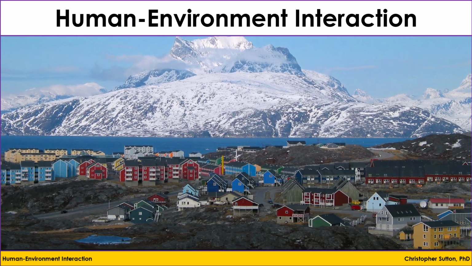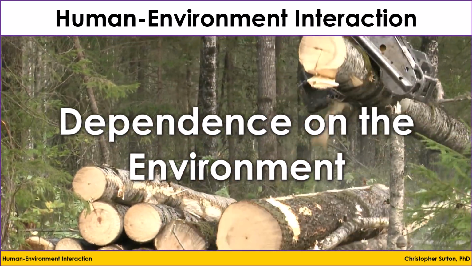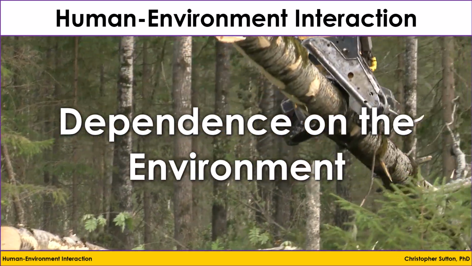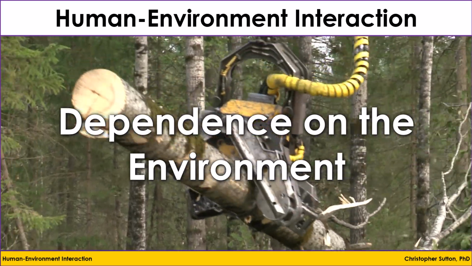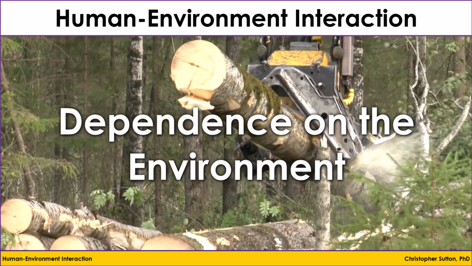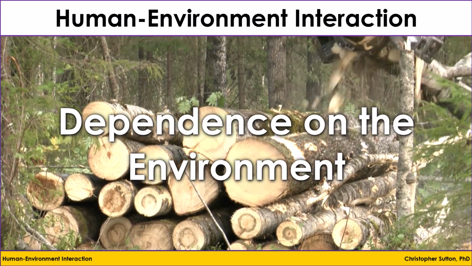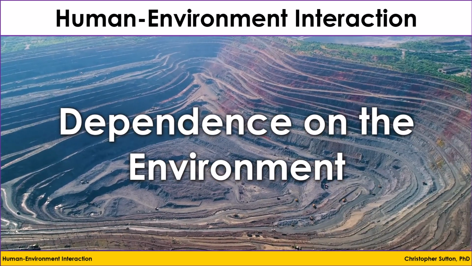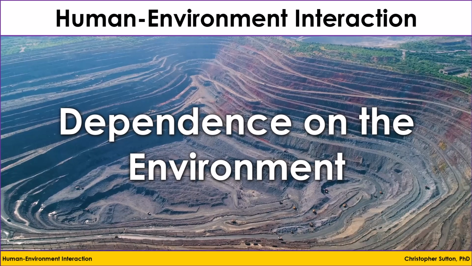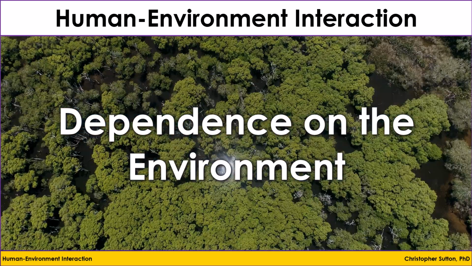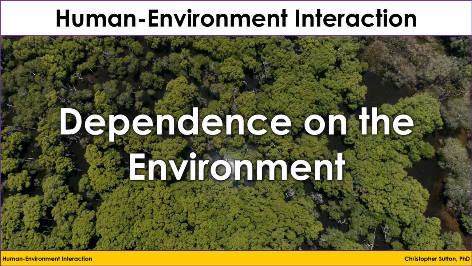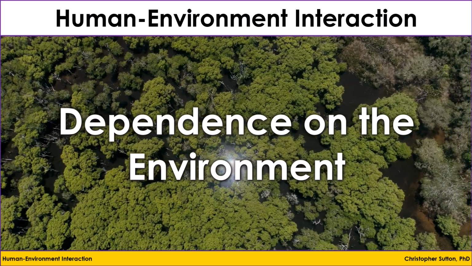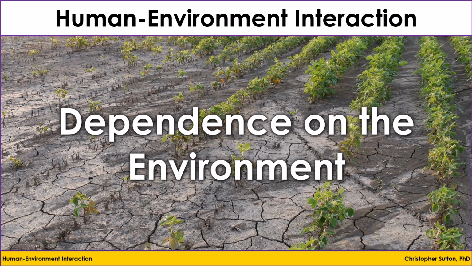Let's examine the key dimensions of human-environment interaction. We will begin with dependence on the environment. Humans rely on natural resources and ecosystems for survival and development. GIS can be used to help us understand this dependence by mapping resource availability, such as freshwater distribution or mineral deposits. We can use GIS to assess ecosystem services like carbon sequestration or pollination. And we can use GIS to identify regions vulnerable to resource scarcity, such as drought-prone areas.